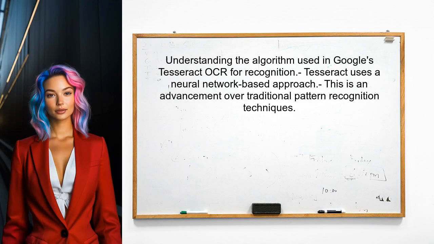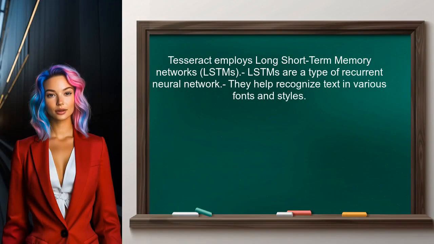To understand the algorithm used in Google's Tesseract-OCR for recognition, we should first note that it primarily utilizes a neural network-based approach. This is a significant advancement over earlier versions that relied on traditional pattern recognition techniques. The user should know that Tesseract employs long short-term memory networks, or LSTMs, which are a type of recurrent neural network. This allows Tesseract to effectively recognize text in various fonts and styles.